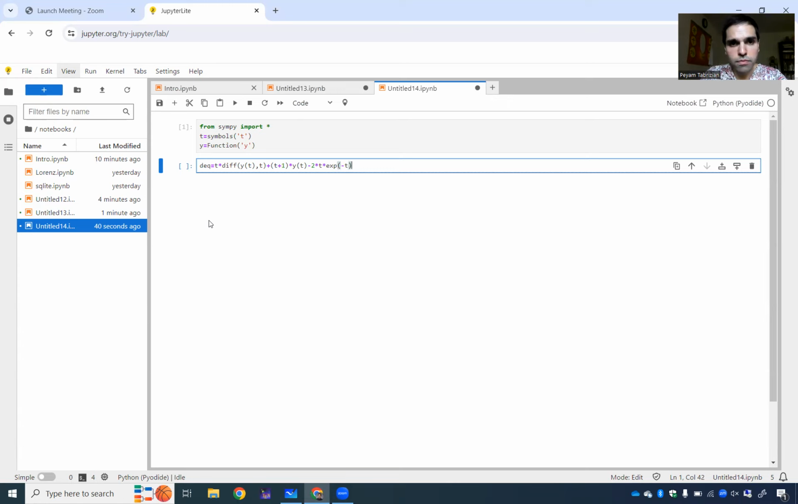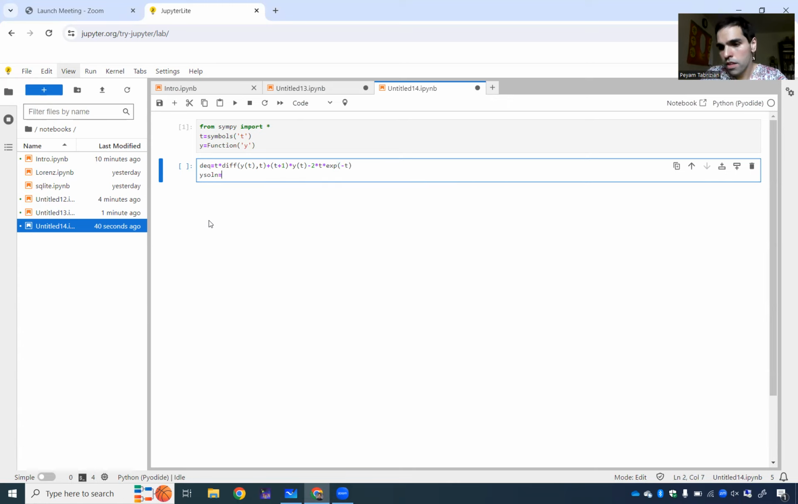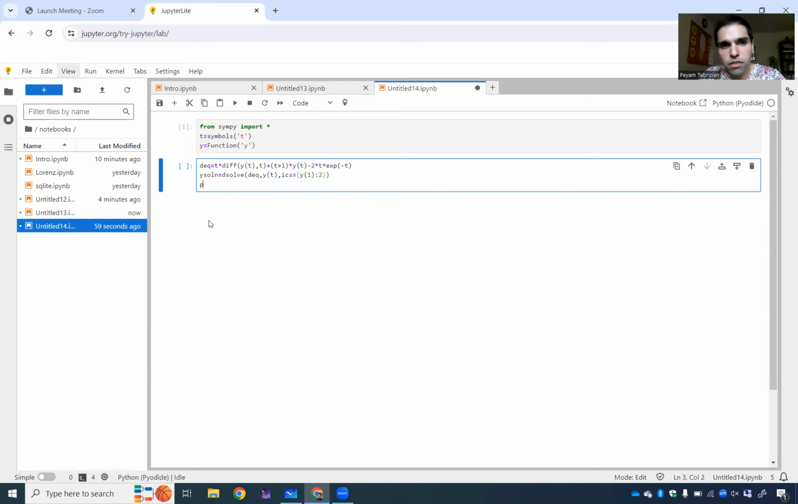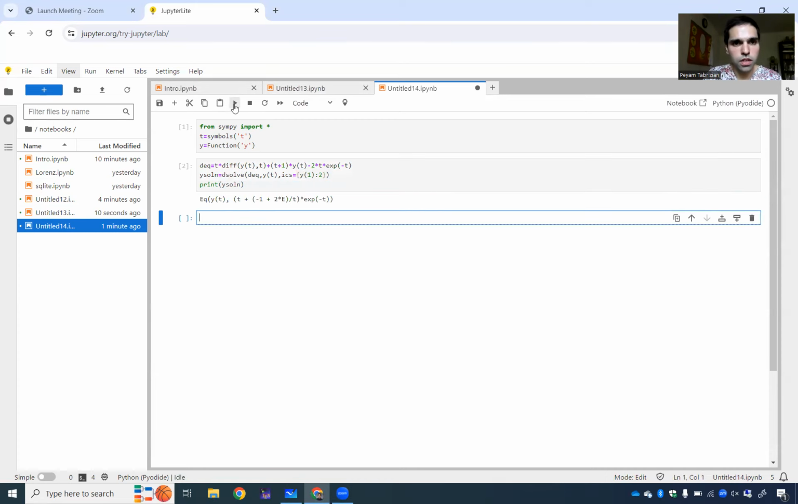And again, solve it. Same thing as before. Dsolve, differential equation, y of t, or function. And to add an initial condition, you add this ICS, which means y of 1 equals 2. And again, you print solution. This will work. Yes. So the solution here really is, if you want, t plus minus 1 plus 2e over t, and then times e to the minus t.